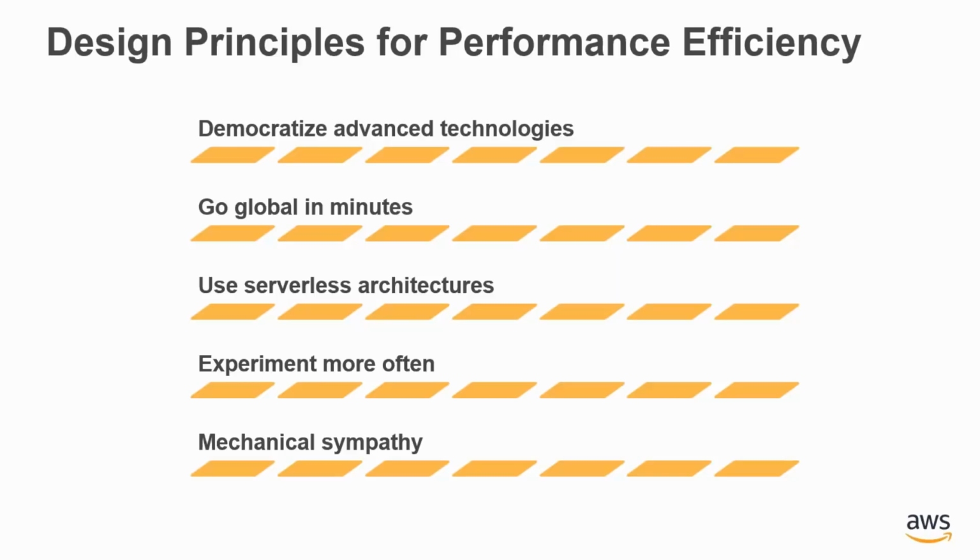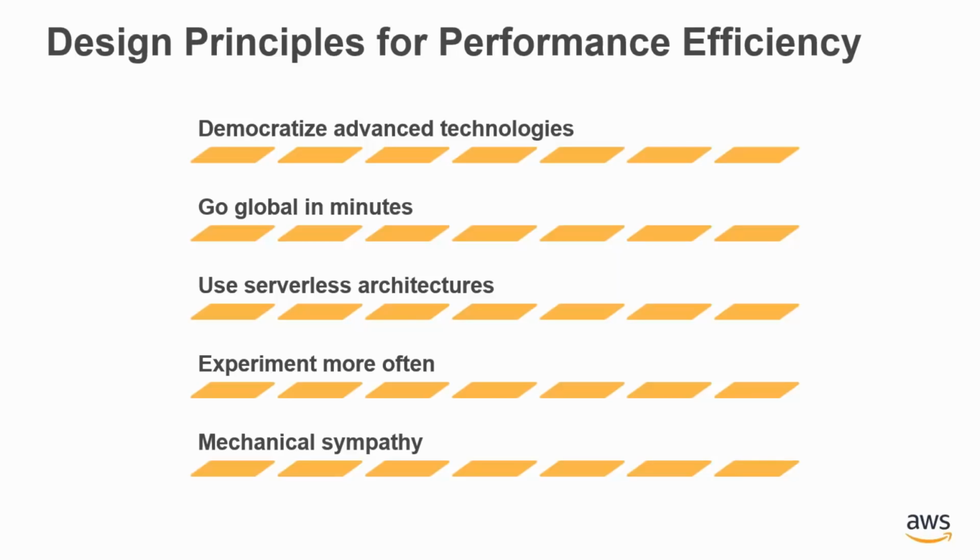The fourth is you can experiment more often. If an instance type comes out that has higher performance or promises higher performance for a cheaper price, you can actually go test that and see that if it actually delivers for your application and then move to it easily.